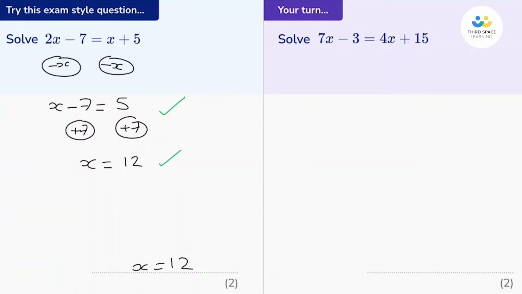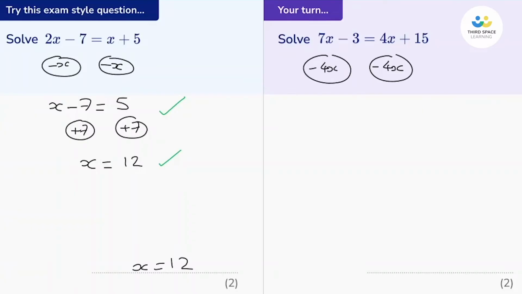So it says 7x take away 3 equals 4x plus 15. And we're going to solve it to work out what x is. So let's get all the x's on one side. It makes sense here to put them on the left because 7x is bigger than 4x. 4x is the smallest number of x's, so let's get rid of it. Let's take away 4x from the right and take away 4x from the left.